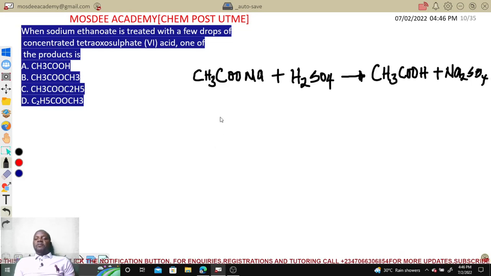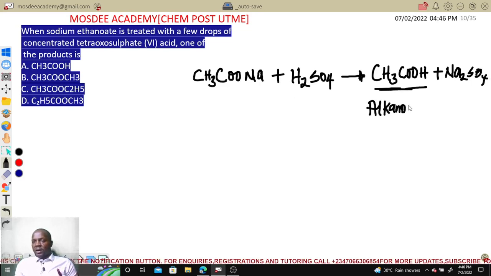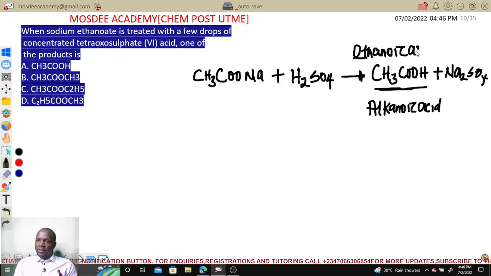And if this is the product you are having, the question now says one of the products is dash. So this guy is called alkanoic acid, because of the functional group. If you want to call it, how many carbons? 2. So you now call it ethanoic acid, which is popular everywhere. That is one of the products. The other product is a salt, which is sodium sulfate.